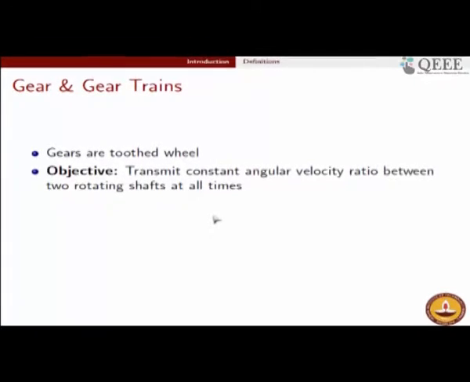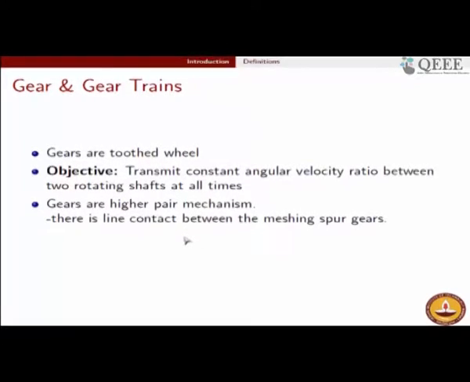Though it may appear to you that these teeth are straight, in fact it is not so. The tooth profile is a special geometry, and the requirement of this geometrical profile stems from the fact that only a very specialized geometry will ensure that the angular velocity ratio is constant between the two sides of the gear, the input side and the output side. So that is a very crucial objective in our gearing system.